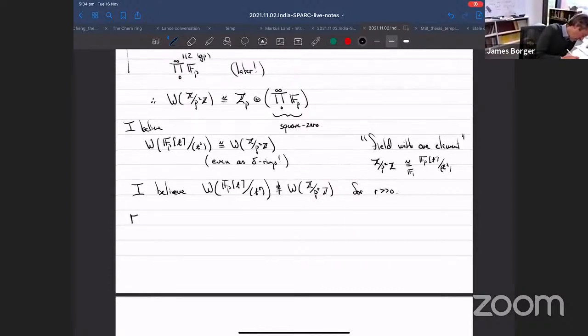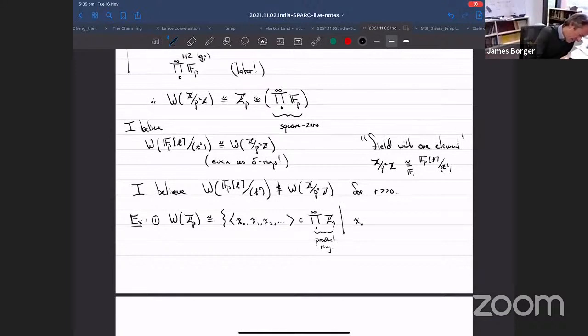Okay, so here's an exercise for you. W of Z_p is a subring of an infinite product ring, so it's isomorphic to the set of sequences (x_0, x_1, ...) in the product ring, so the ring operations are defined component-wise, such that x_{n+1} is congruent to x_n modulo p^{n+1} for all n. So these are p-adic Cauchy sequences of a certain kind.